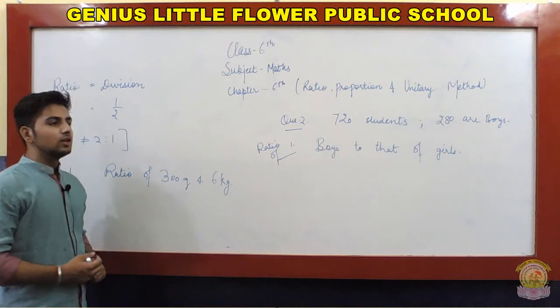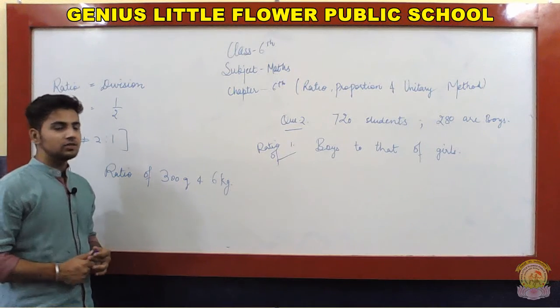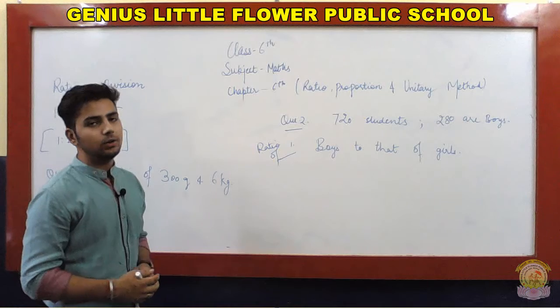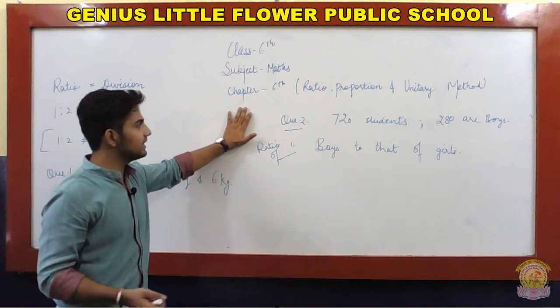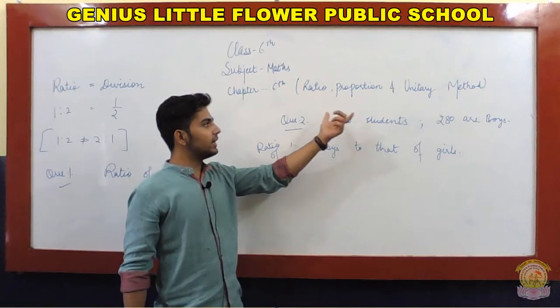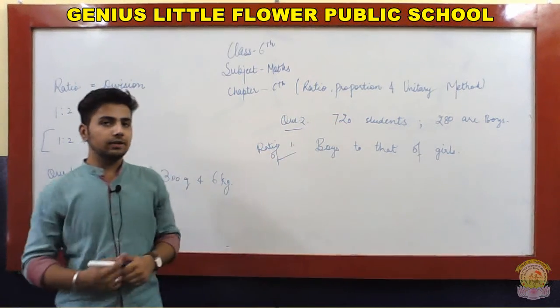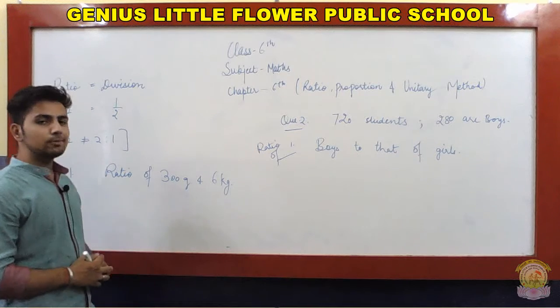Hello students. So today we have come up with our new chapter, chapter 6, ratio, proportion and unitary methods. Your chapter indicates that there are three major portions in this chapter. First is ratio, second is proportion and third is unitary method. So now we are going to discuss ratio.